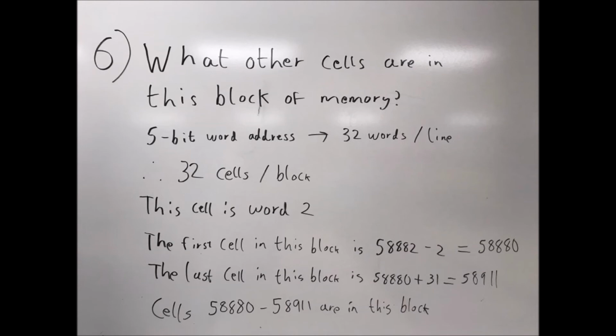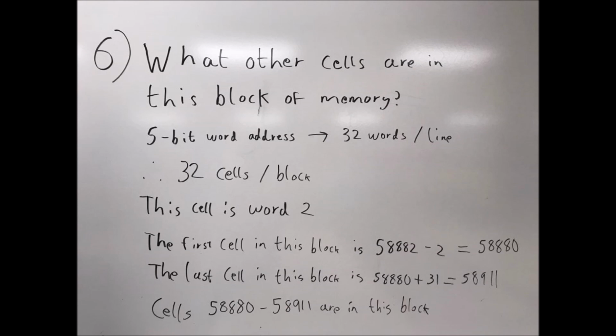In order to determine what other cells are in this block of memory, we must first determine how many cells there are in a block of memory. So we have a 5-bit word address, and that gives us 32 words per line. And since one line in cache is equal to one block in memory, this must mean there are 32 cells per block of memory. We know from our earlier work that this cell is word number 2.